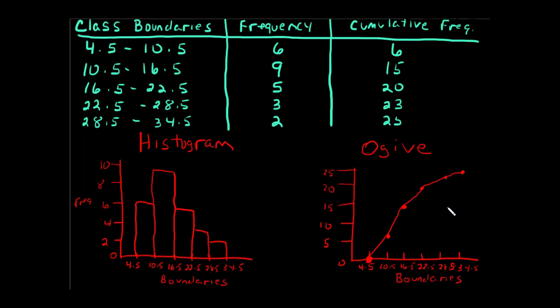And there is my ogive. An ogive is always either increasing or steady, but an ogive will never decrease. And that's construction of histograms and ogives.